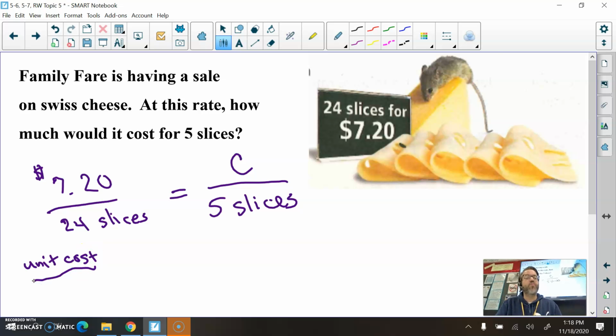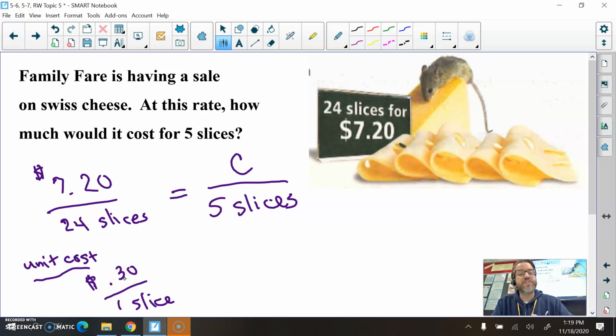Find out the price for 1 slice of cheese. So we can take $7.20 and divide by 24. Feel free to use your calculator, but that's going to come out exactly to 30 cents. Oops, why does it keep erasing? That's weird. 30 cents for 1 slice. That's the unit cost. Okay, and again, all I did was just divide the price, $7.20, by the number of slices, 24. And when you divide those, it comes out to exactly 30 cents per slice.